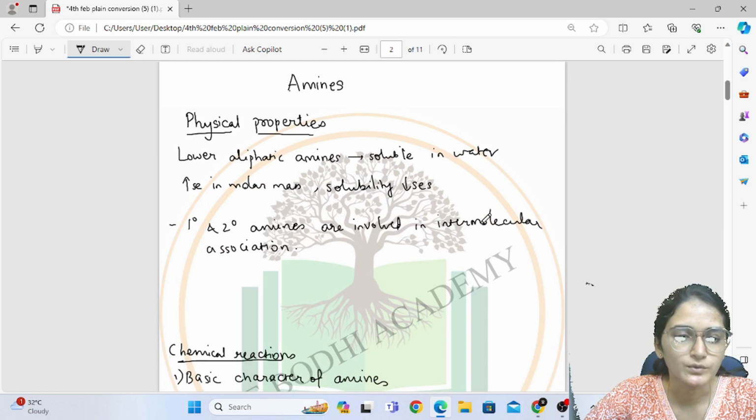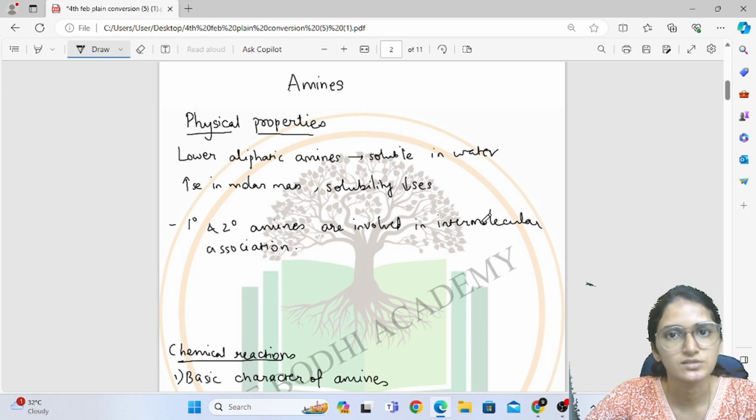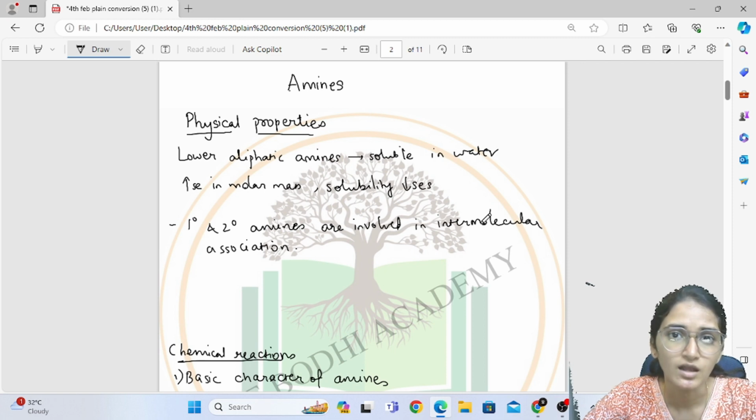If you talk about the state of the amines, then lower amines are gaseous in state, meaning their particles are in random motion. So that's why they are gaseous. The intermolecular forces are weak, so they are gaseous in state. If you go to higher amines, then they are liquids, and above that they are in solid state.